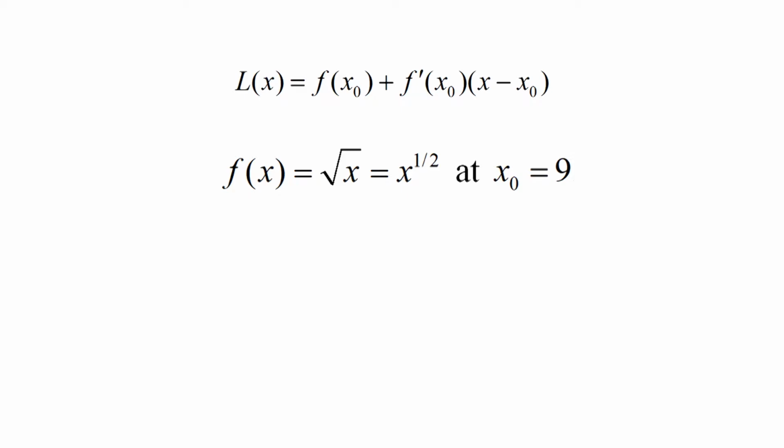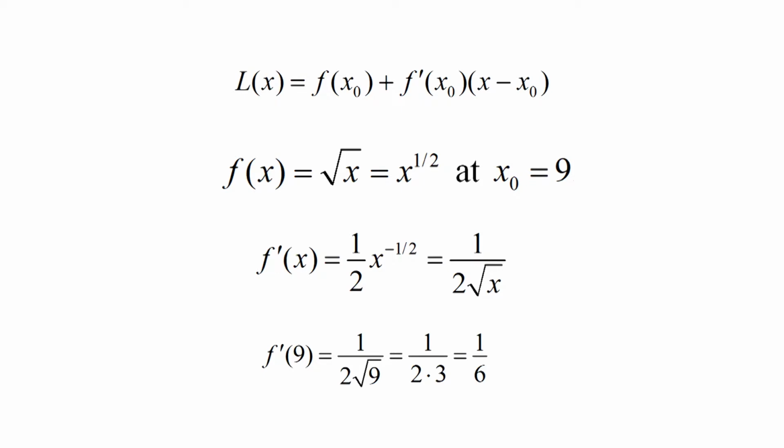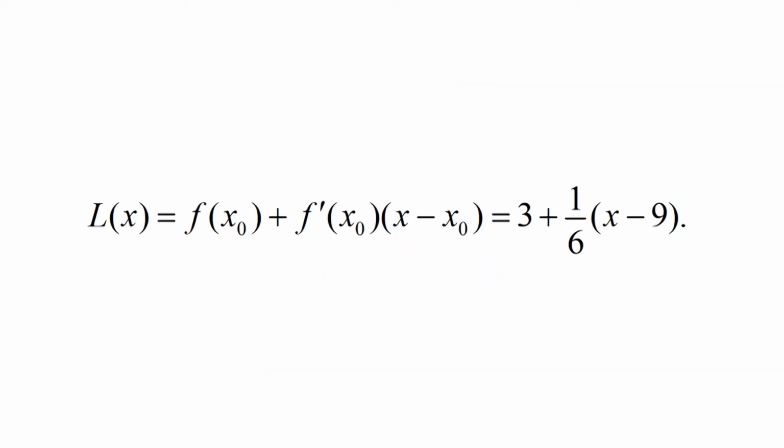We have f of 9 equal to square root of 9, which is equal to 3, and f prime of x equal to 1 by 2 times x to the power minus half, which is equal to 1 by 2 root x. We have f prime of 9 equal to 1 by 2 root 9, which is 1 by 2 times 3, which is 1 by 6, and the linearization is L of x equal to f of x naught plus f prime of x naught times x minus x naught, which is 3 plus 1 by 6 times x minus 9.